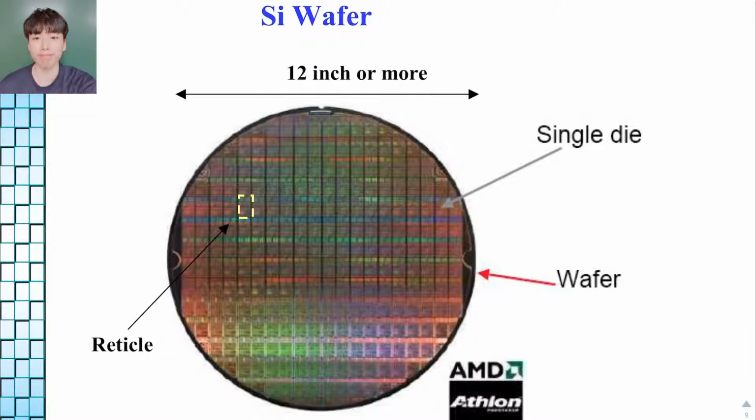This is a silicon wafer, and the size is 12 inches. 12 inches is 300 millimeters, and it consists of rectangular single dies. The whole is the wafer. A rectangle is one single die.